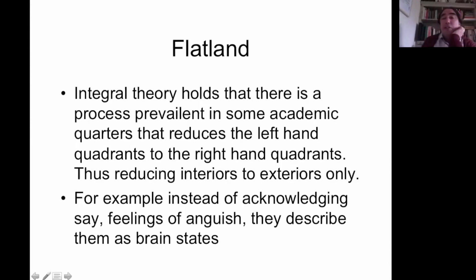So integral theory holds that there is a process prevalent in some academic quarters that reduces the left-hand quadrants to the right-hand quadrants, thus reducing the interiors to the exteriors only. For example, instead of acknowledging, say, feelings of anguish, they describe them as brain states. Brain states are in the upper right quadrant. You can look at them on an MRI scan, but it doesn't actually show you what the actual feelings are. If you ask the person what they're feeling, they might say, I'm feeling sad, or I'm feeling happy, or I'm feeling anguish.